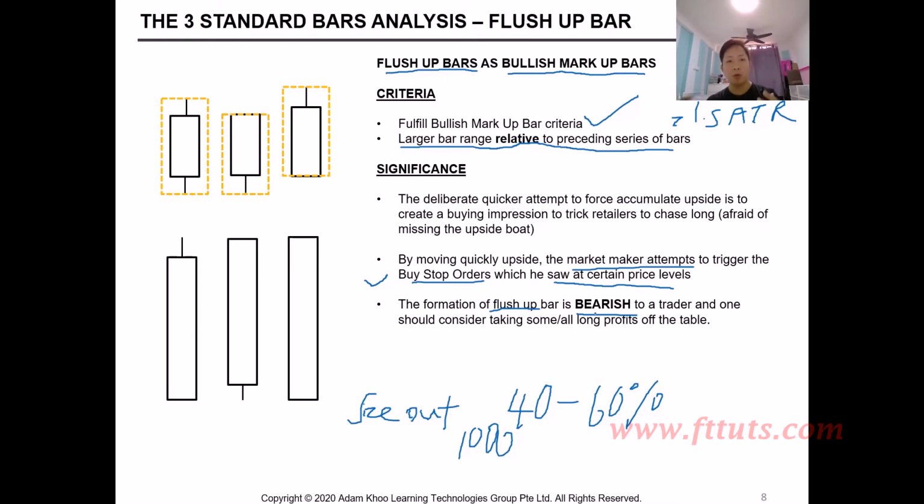Usually the reason why we size out is that when a market flushes up, who do you think are the ones who will chase the stock price? Retailers will see that the price becomes more and more obvious. A flush up is basically a more obvious version of a bullish markup bar, and this usually causes retailers to chase the market. There's a strong incentive, when a lot of retailers are chasing and pushing the price up, for the market maker to unload onto the retailers, and hence it is bearish to us as professional traders. When retailers are buying, professional traders like us will be selling alongside the market makers.